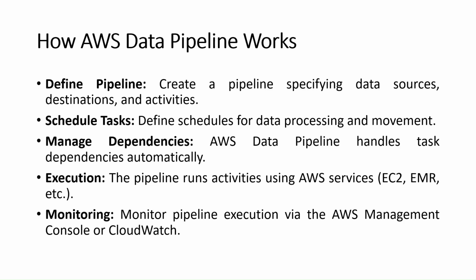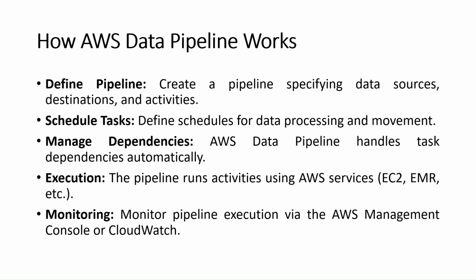And the fourth one is execution. So the pipeline runs activities using AWS services like EC2 instance, EMR, etc. Once the pipeline is set up, the AWS Data Pipeline runs your task using AWS services like EC2 instance or EMR, and it handles all the heavy lifting for you.